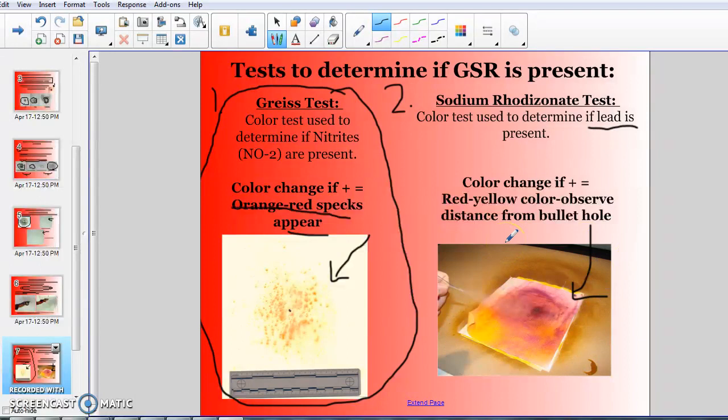Okay, so the grease test is the one that we're going to focus on mainly, and you would just spray the area, and if there are nitrites in the area from the GSR, it'll turn an orange-red color in the specks, so it'll look something like this.